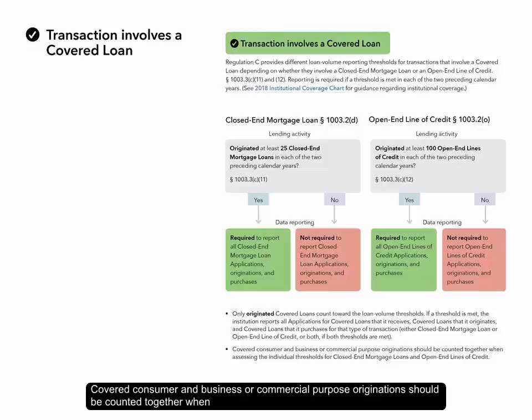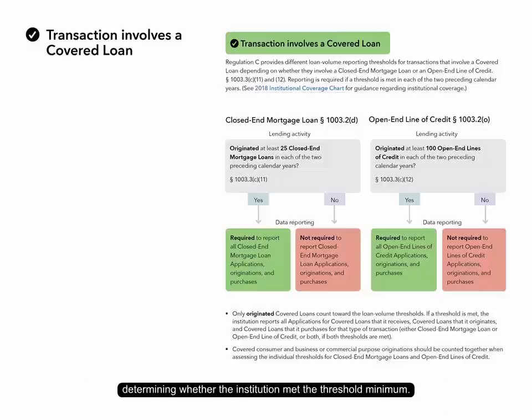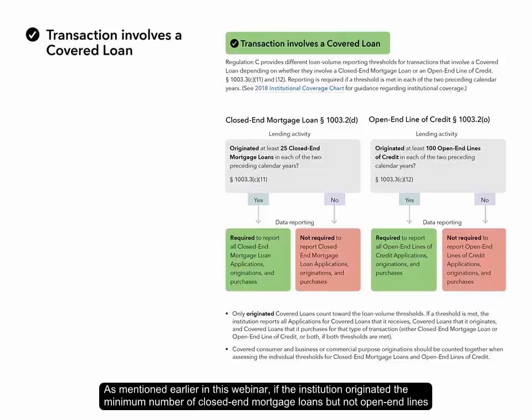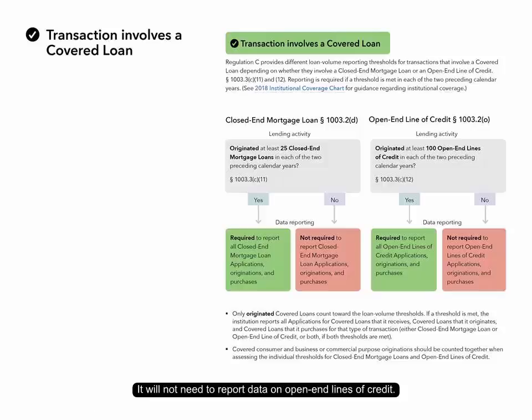Covered consumer and business or commercial purpose originations should be counted together when determining whether the institution met the threshold minimum. As mentioned earlier in this webinar, if the institution originated the minimum number of closed-end mortgage loans, but not open-end lines of credit, then it would need to report only the covered closed-end mortgage loans, including applications that did not result in an origination. It will not need to report data on open-end lines of credit.